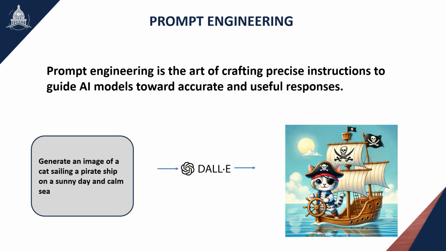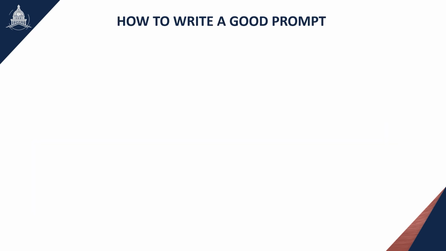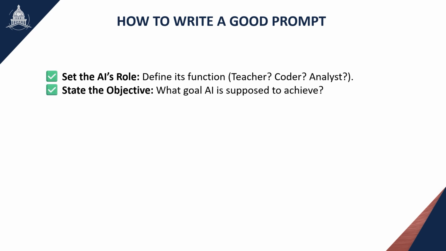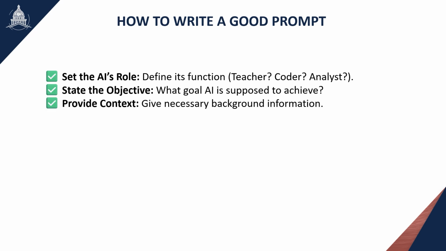But how do we actually write a good prompt? Let's break it down. A good prompt includes several key elements. First, set the AI's role. Define who the AI should be: a teacher, a developer, an analyst. Second, state clearly the objective, what goal the AI is supposed to achieve. Third, provide context. Give necessary background information to help the generative AI tool understand the context.